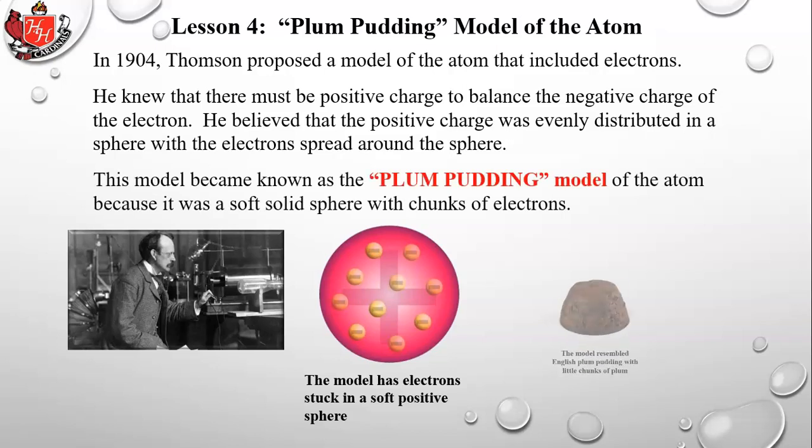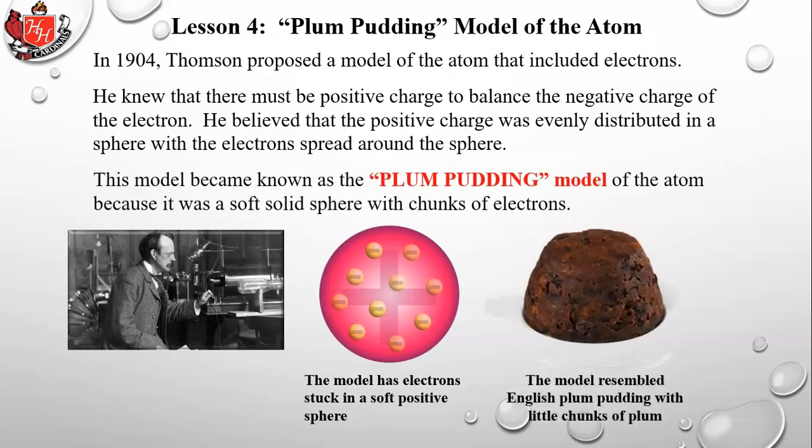Now in England, this model became known as the Plum pudding model of the atom because it was a soft solid sphere with chunks of electrons. So in England they didn't have Jello, I guess back then, so they had something called pudding. It's not what we think of as pudding. It's more like a bready type of substance like you see there. That's pudding over there on the right, and if you stick little chunks of plum in it, then that's kind of what he thought this was.